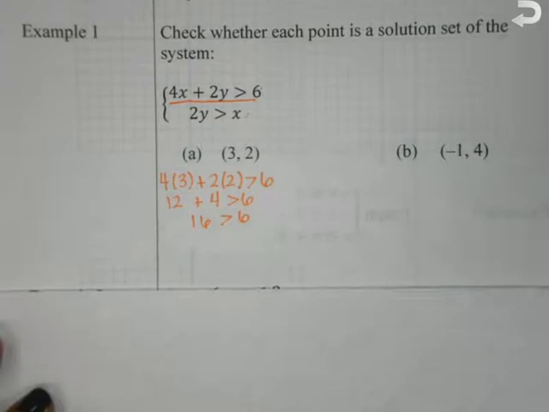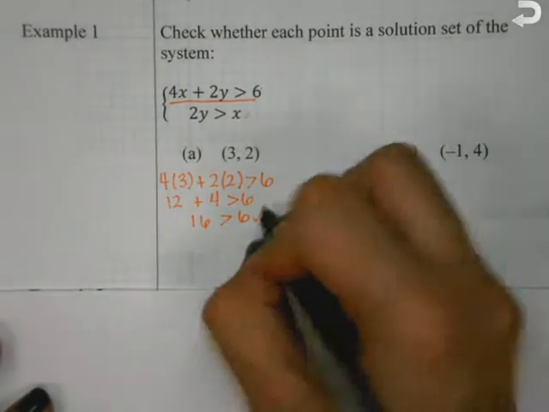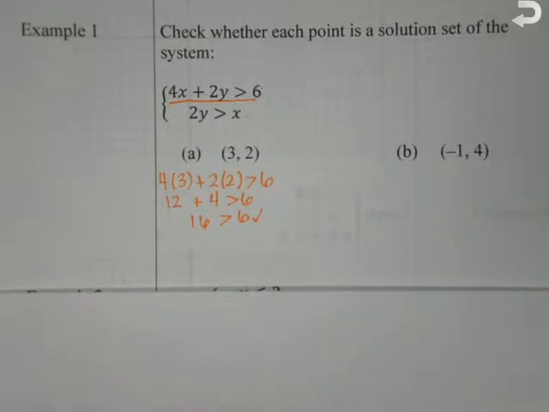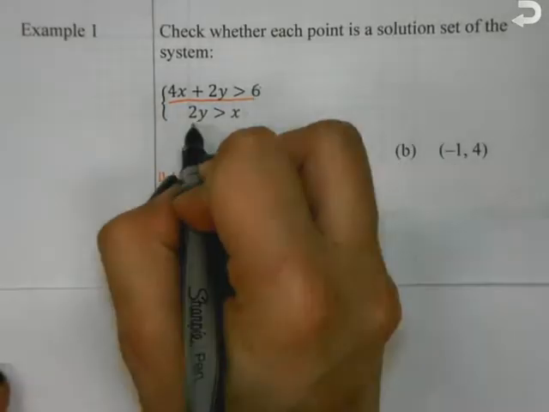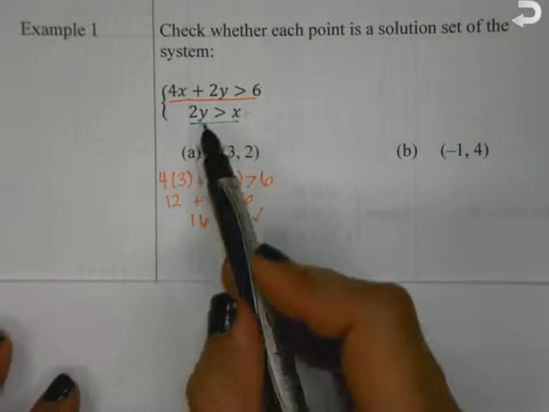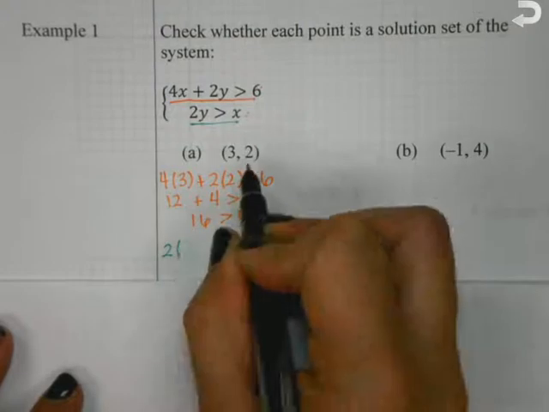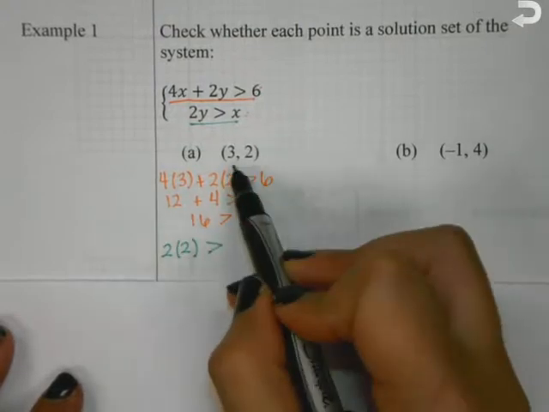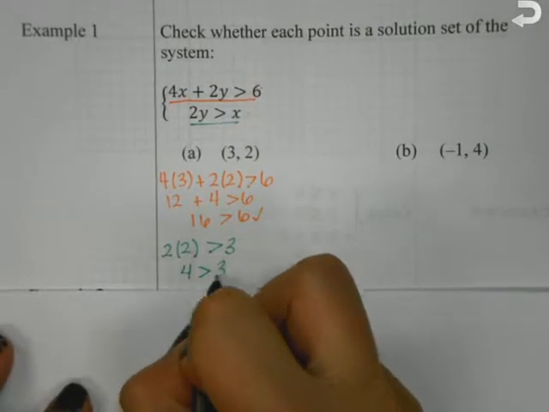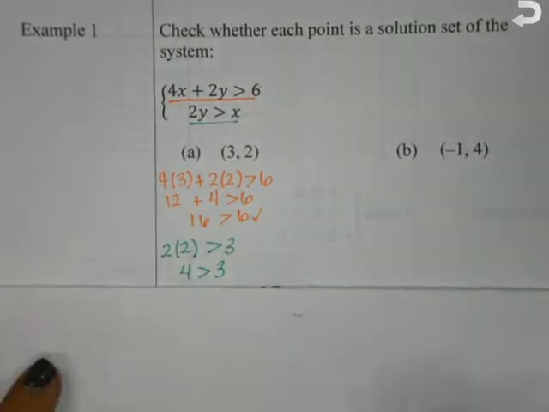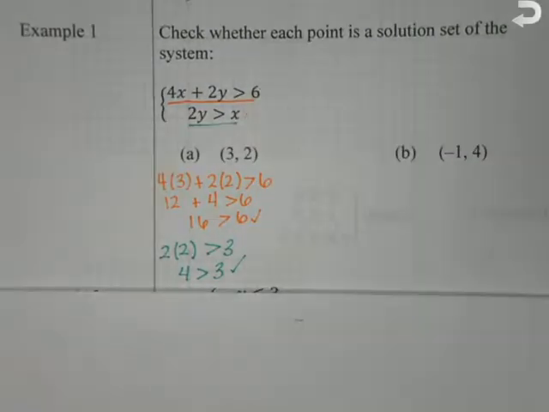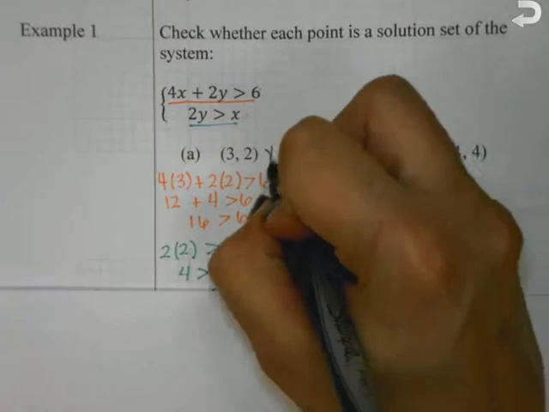Is that a true statement? Yes, it is. So it works for the first one. So for the first one, we're good. Now what we're going to do is take that same point and plug it in to the second inequality. And we need a true statement for both. Okay? So I have 2y, so that's 2 times 2 greater than x, which is 3. 2 times 2 gives me 4 greater than 3. Is that a true statement? Yes, it is. So, is 3, 2 a solution to this system? Yes, it is. It works for both of them, so yes, 3, 2 is a solution.